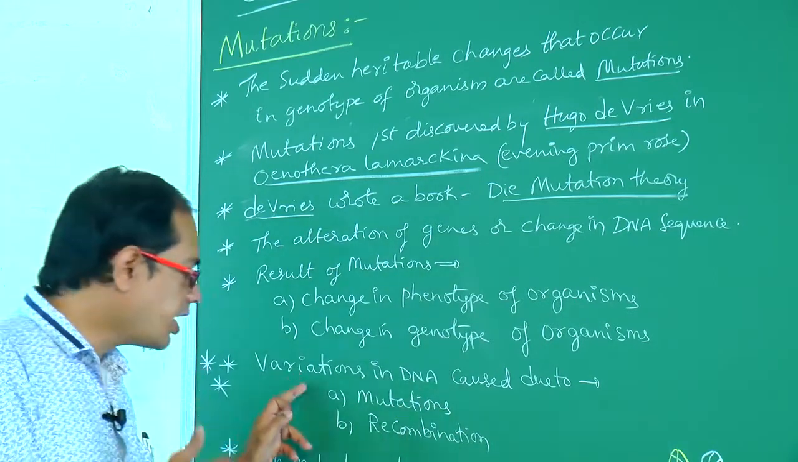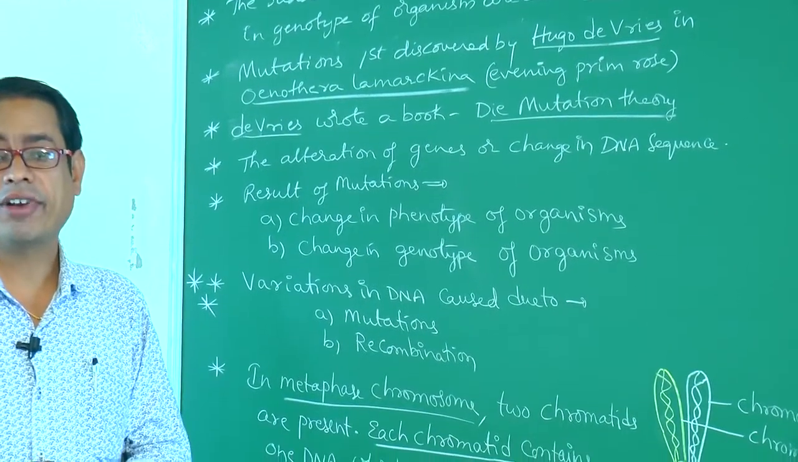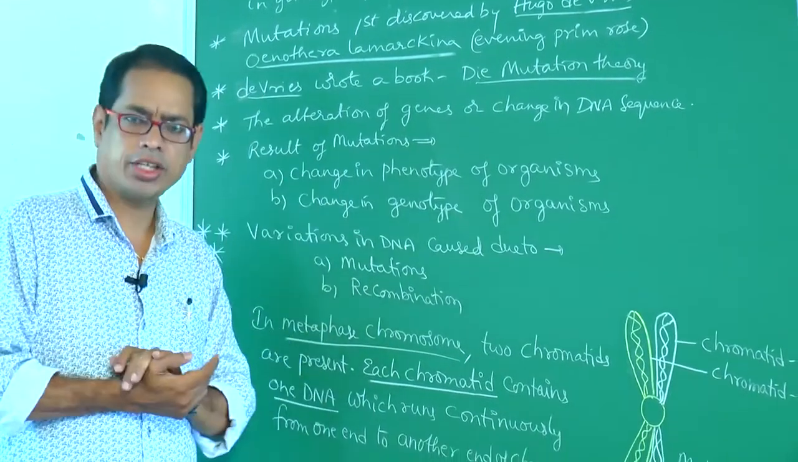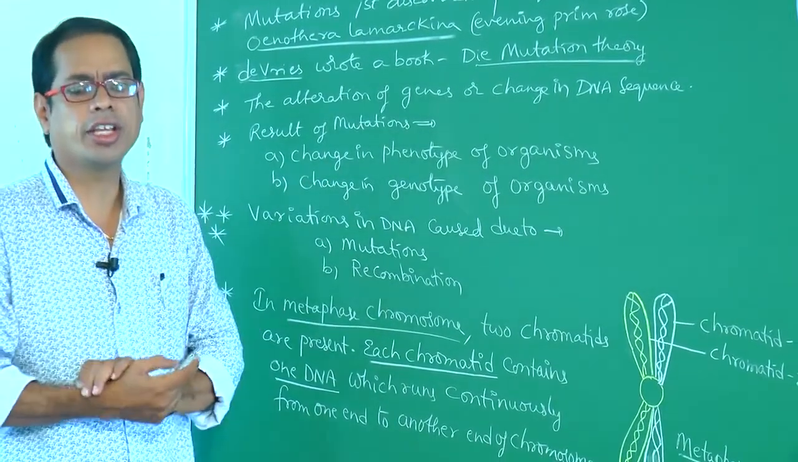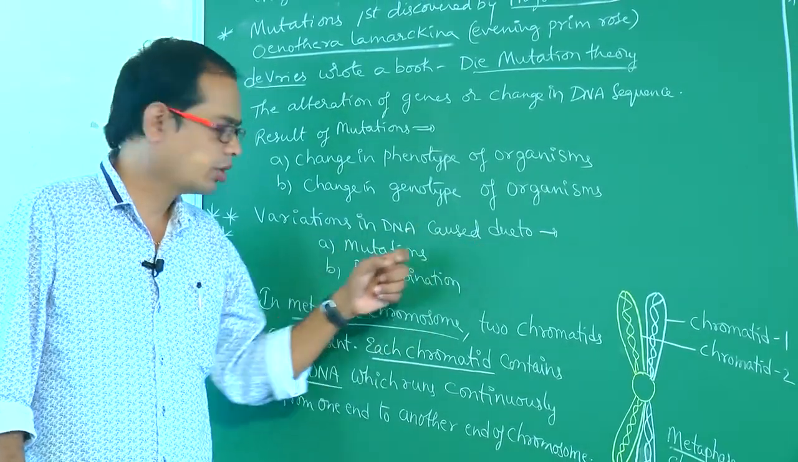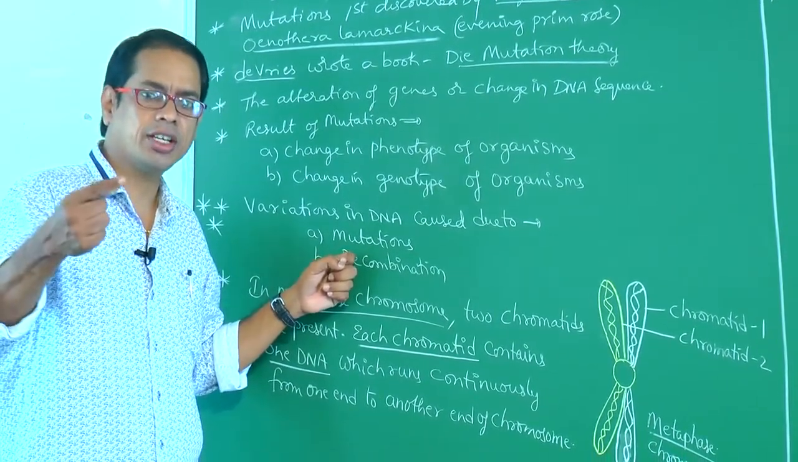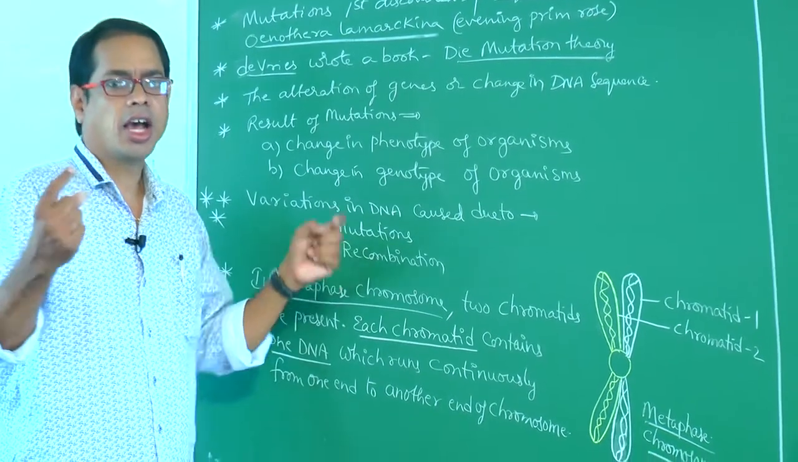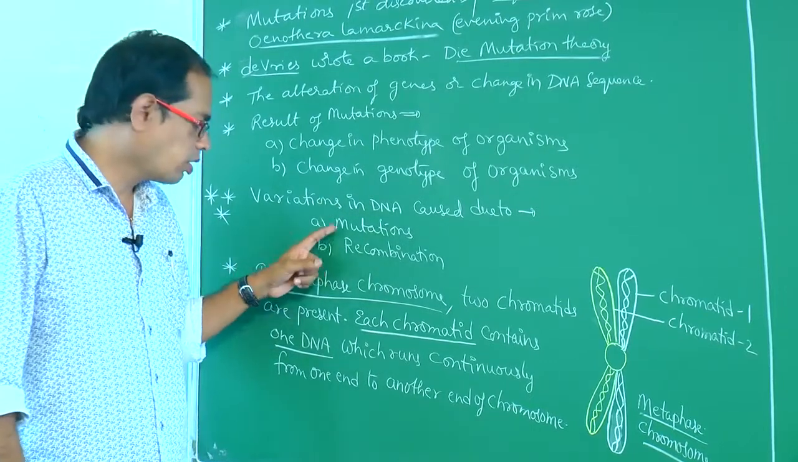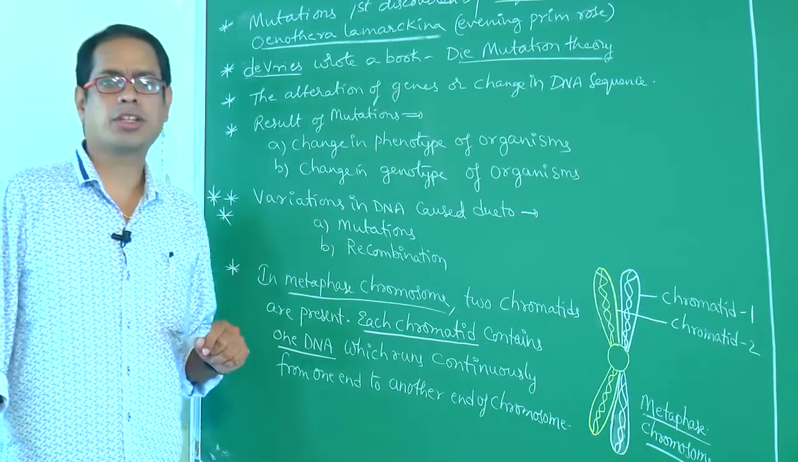Next one: variations in DNA are caused due to what? When do variations in DNA occur? One is mutation, and recombination also changes the DNA sequence. So the variations in DNA are caused due to mutations, where the DNA sequence is changed, and recombination, where variation of DNA also occurs. So both mutations and recombinations. Right.